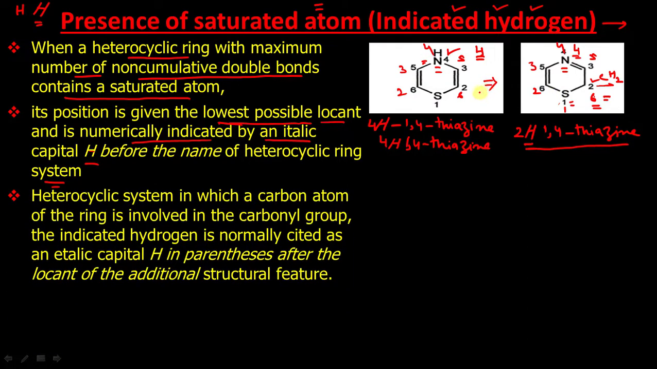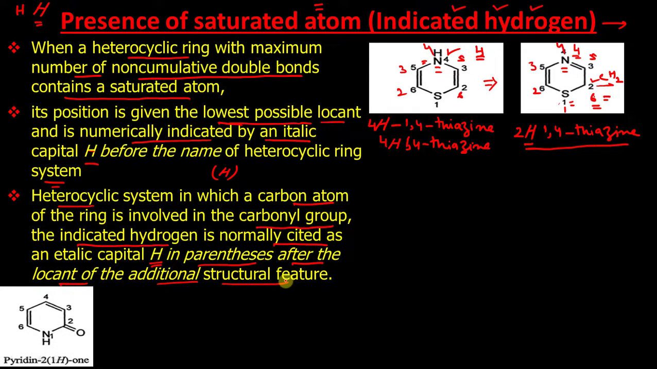Now sometimes what happens, we also have a saturated center and we have some other functional group also. Then how do we write? So, for a heterocyclic system in which a carbon atom of the ring is involved in a carbonyl group, we have a carbonyl group, another functional group. Then the indicated hydrogen is cited as italic H, but now it has to be in parentheses, and it is not written before the name, it is written after the locant of the additional structural feature. Let us understand this by this.